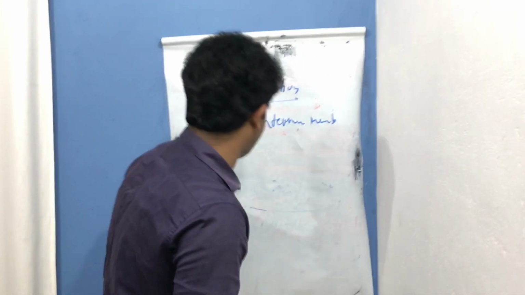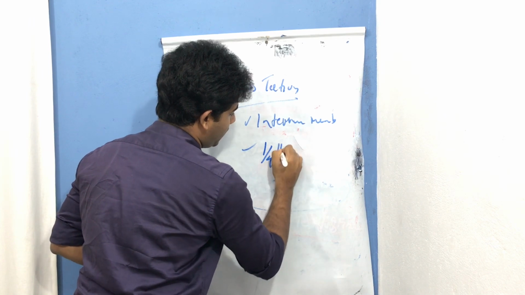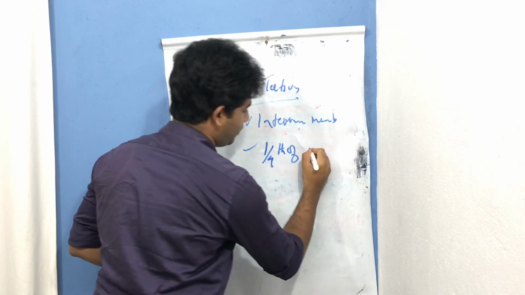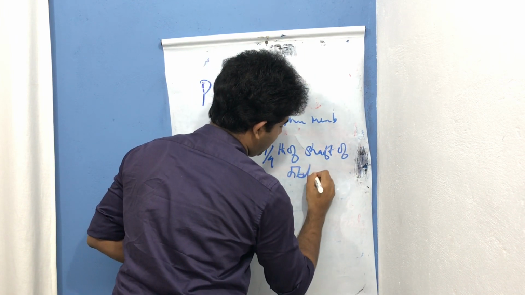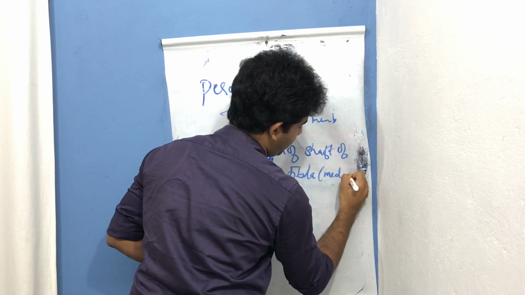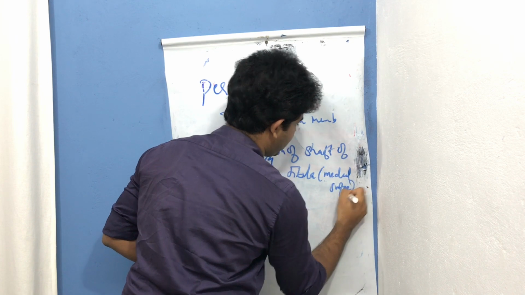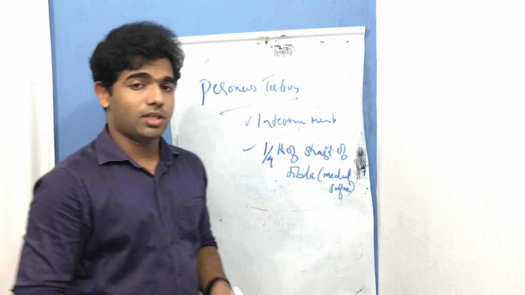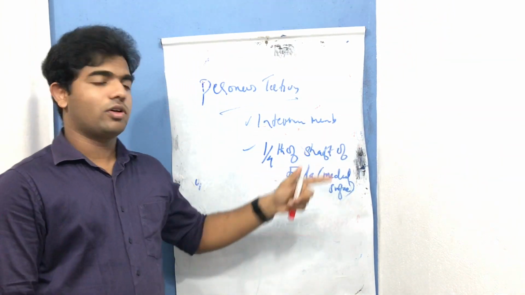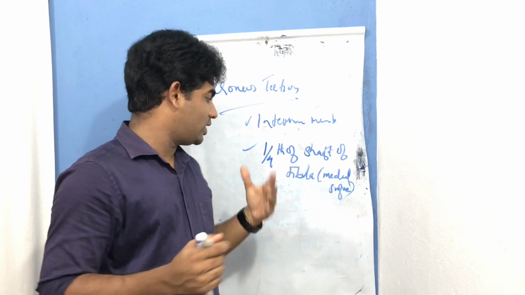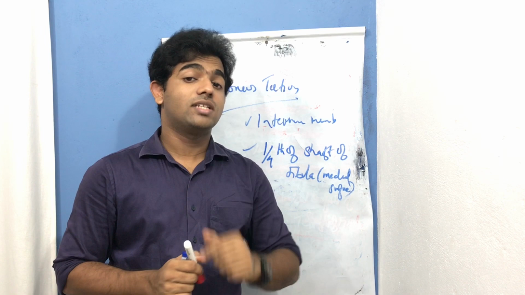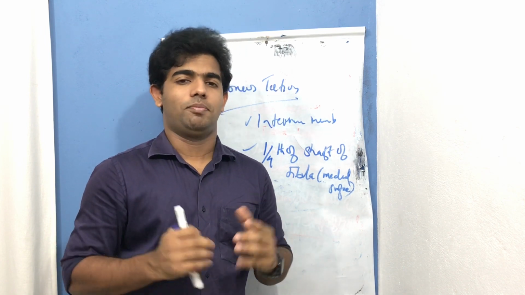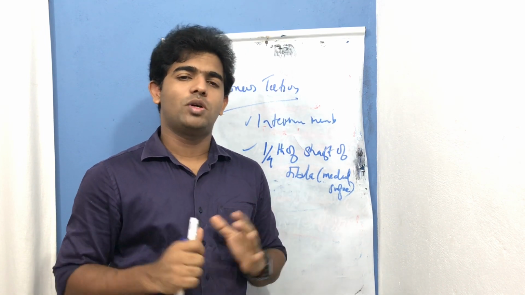So it is seen in the lower 1/4 of the shaft of the fibula, medial surface. This is a very small muscle arising from the lowermost part, the lower 1/4 of the shaft of the fibula, from the medial surface of the shaft of the fibula. This is about the origin.